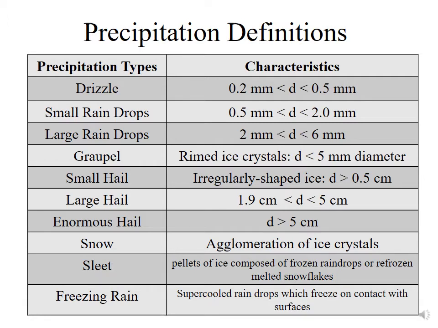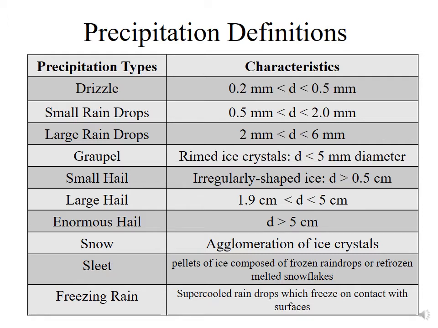So those are essentially solid ice, as opposed to snow, which is just an agglomeration of ice crystals. It has a lot of empty space inside the snowflake, making its density very low compared to the other types of ice that we've talked about.